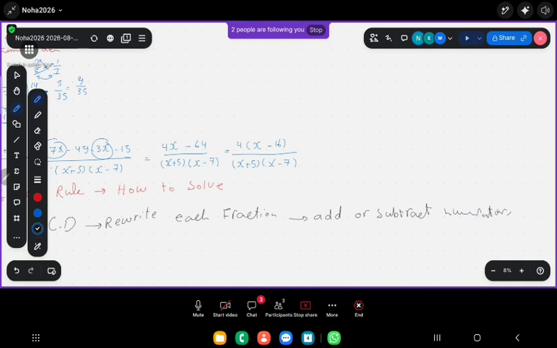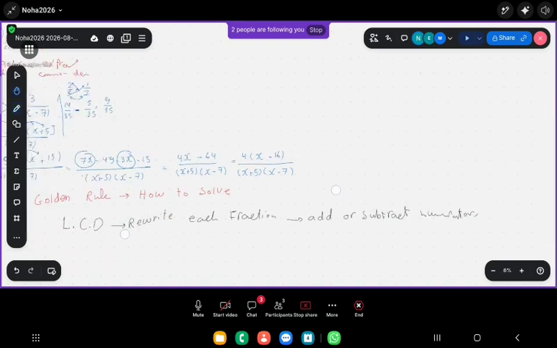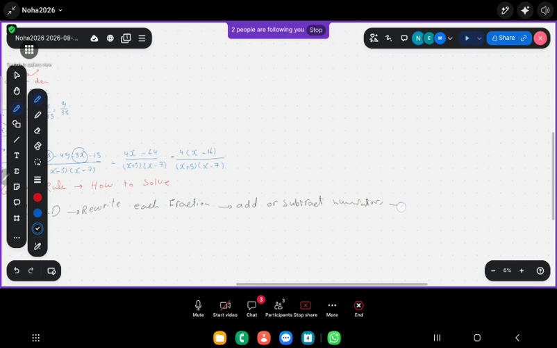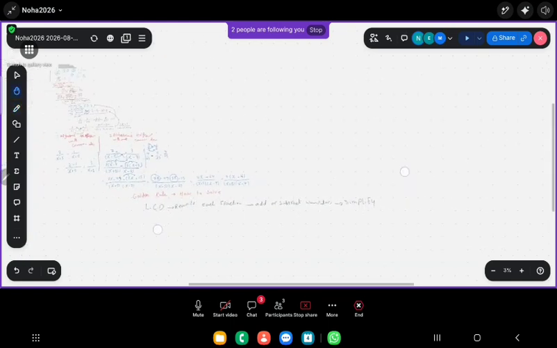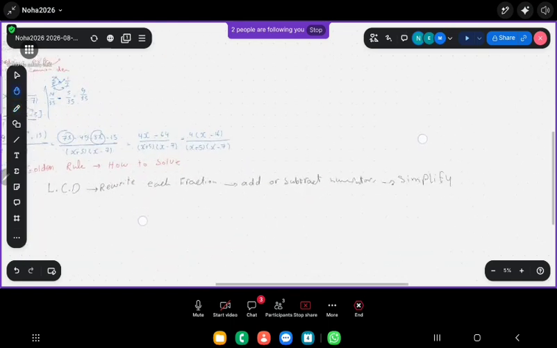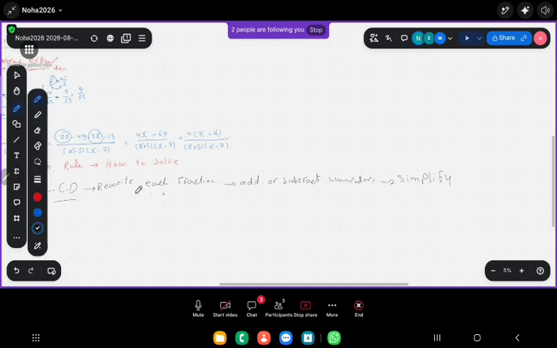Okay? Any problem? Step 4. You have to simplify your answer. So look at my golden rule. Here, lowest common denominator. Rewrite each fraction with new denominators, of course. Add or subtract numerators. And finally, you have to simplify. Any problem? Any question here?